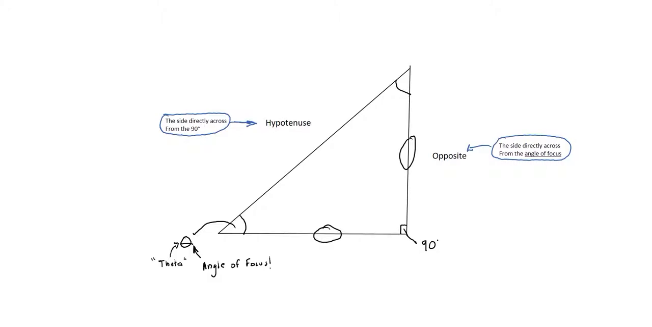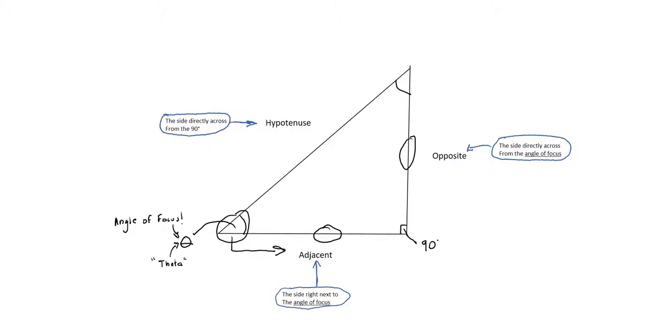This side right here is known as the adjacent side. And the adjacent side is the one that's right next to the angle of focus here. So notice how the sides that we call opposite and adjacent depend on what our angle of focus is. Well, the hypotenuse is always just the one directly across from the 90-degree angle. So we can never choose the 90-degree angle as our angle of focus.